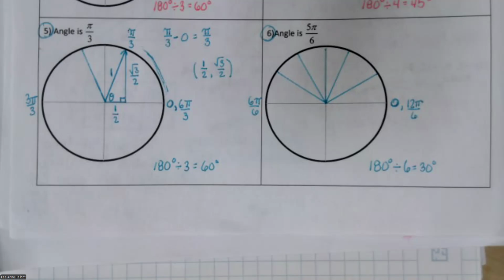Check for understanding real quick. What type of triangle did you get? 30. There's only 2 options. Yeah. Okay, and the big hint is.